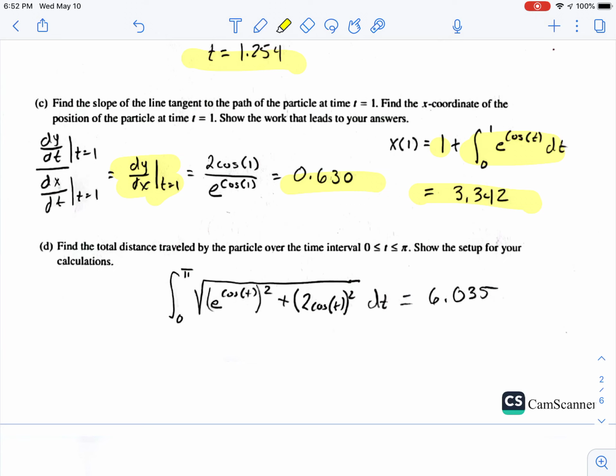Total distance traveled, that is your speed times time, gives you your total distance, and we're going to go ahead and integrate that on every value from 0 to pi, and we end up getting 6.035. Hopefully nothing too tricky about any of those questions.